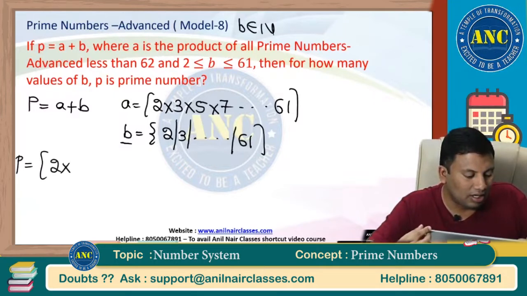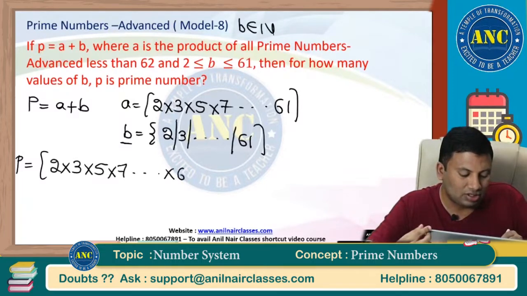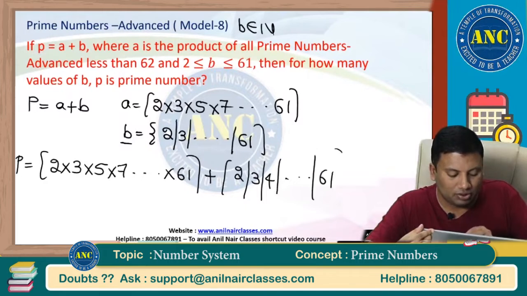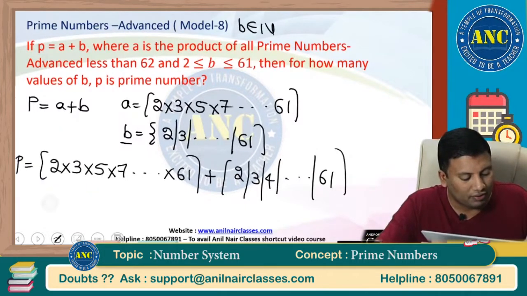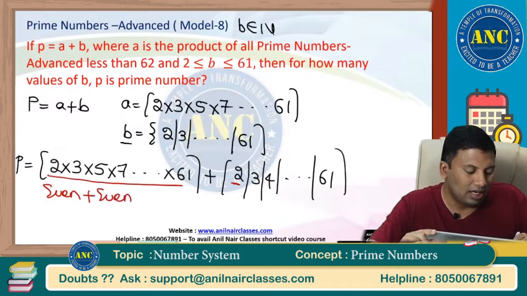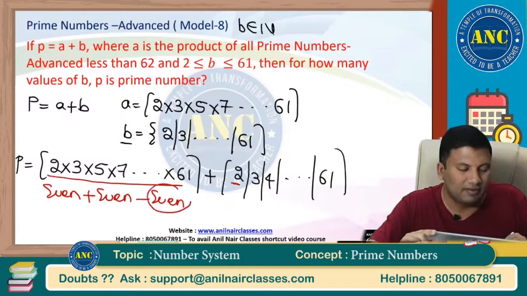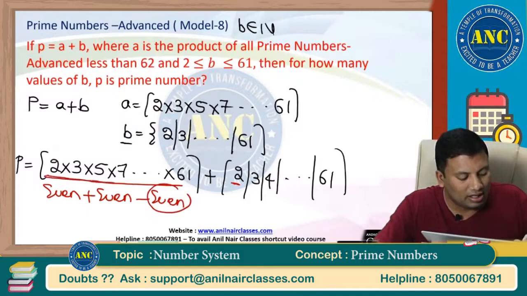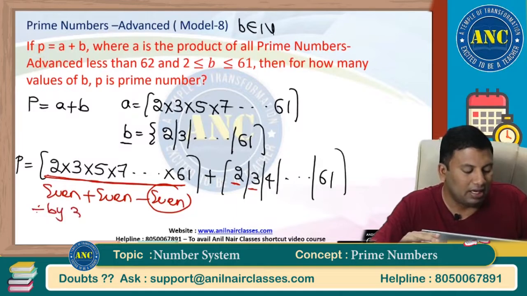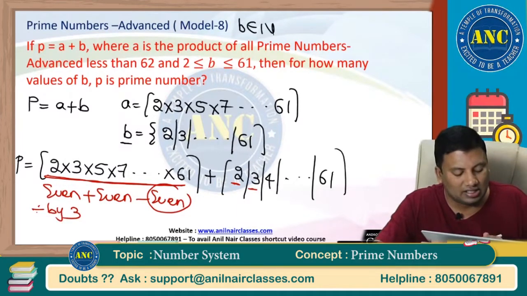Let me write down A. A is the product of all prime numbers less than 62, so till 61, plus B, which is either 2 or 3 or 4 and goes on up to 61. Very, very good question. Now if you think logically, this is multiplied by 2, an even number. B is 2, an even number, and even plus even is an even number. Similarly, this is multiplied by 3, so the answer will be a multiple of 3. Any multiple of 3 other than 3 is a composite number.